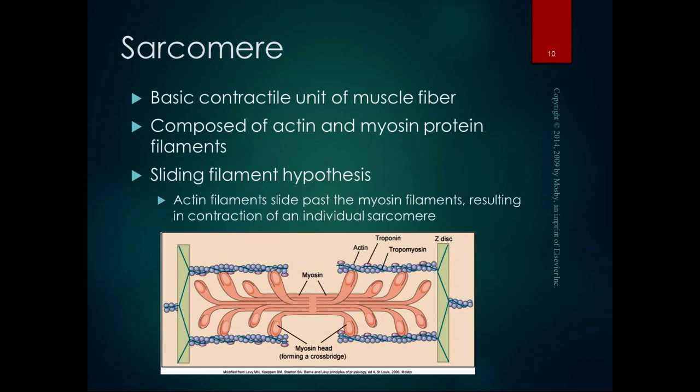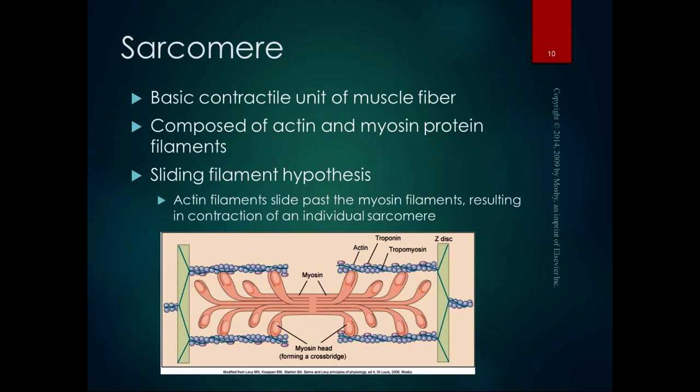So we have tons of these little guys, end on end, lining up into that muscle fiber. The sarcomeres are composed of actin and myosin protein filaments, and then some other proteins that are structural, like titin and tropomyosin and some of those other ones. But we're just going to talk about actin and myosin right now.